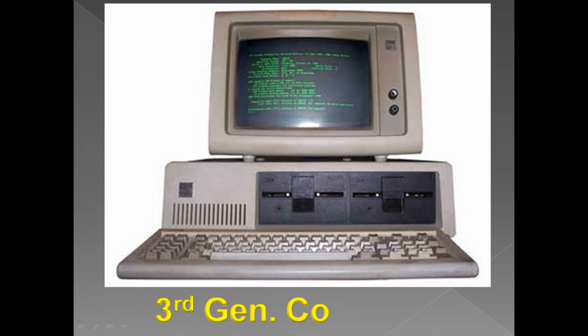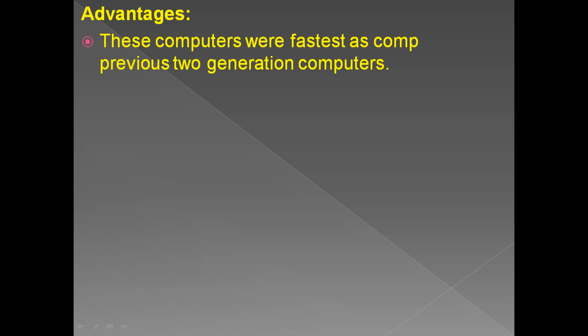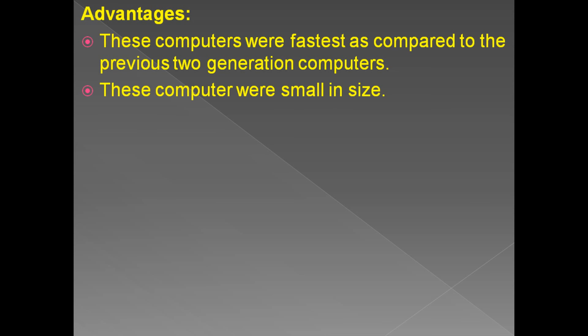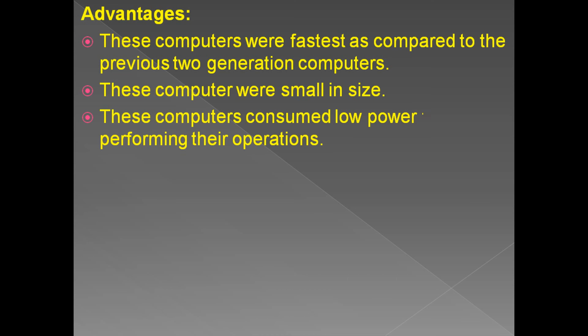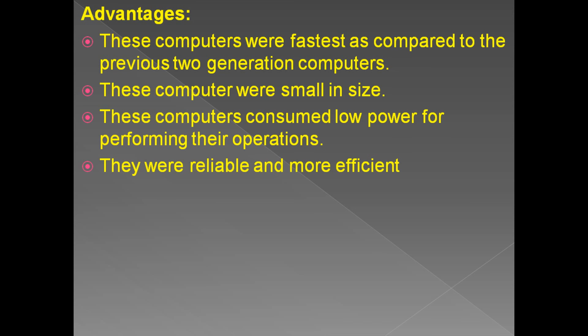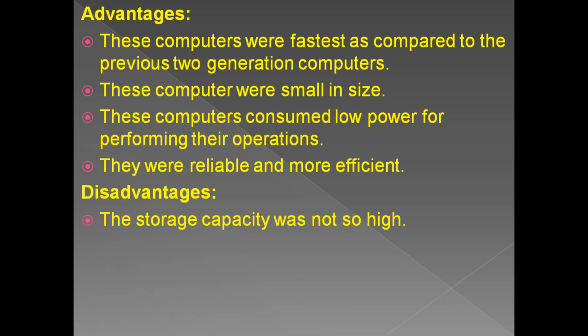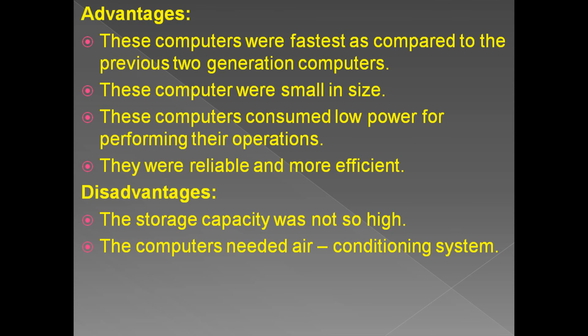So let's go now to the advantages of this generation. This computer was faster as compared to the previous generation. Obviously, this computer was smaller in size compared to the first and second generation. The computer consumed lower power for performing their operation. They were reliable and more efficient. And the disadvantages: the storage capacity was not so high. The computer needed an air conditioning system. The cost of computers was still high. So these are some advantages and disadvantages of the third generation of computers.